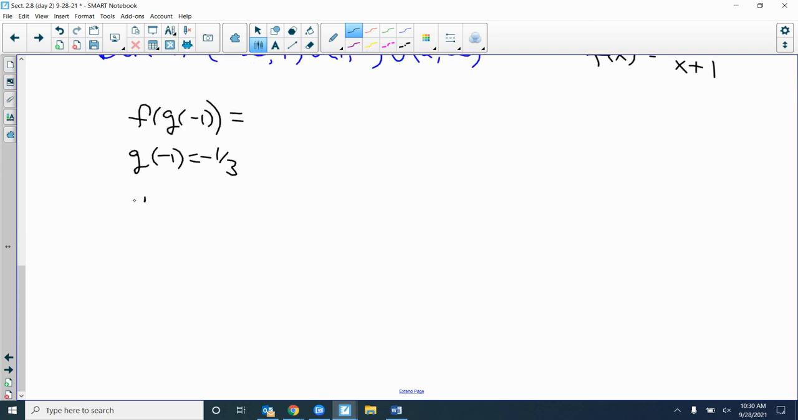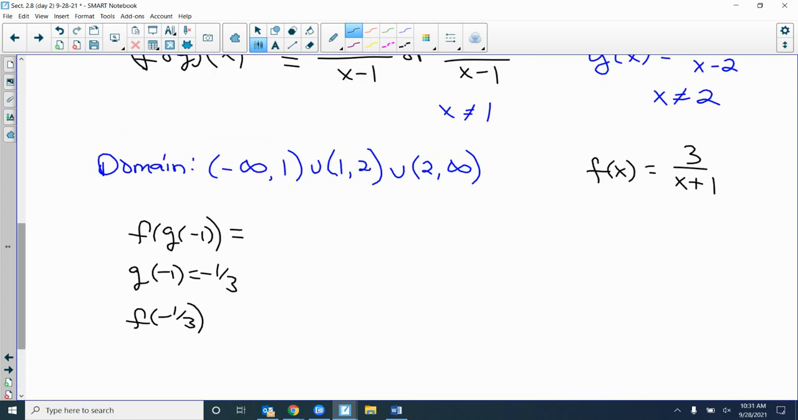Can I plug that into the f function? Doesn't mean it'd be 0. Well, that gives me what? 3 divided by 2/3, which is 9/2. So do I get an answer back when I plug in negative 1? So it has to be in the domain. Here's where the situation comes into play.